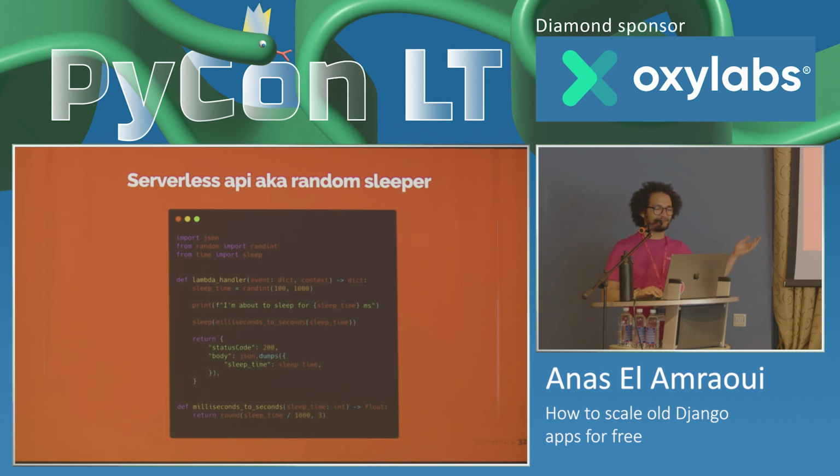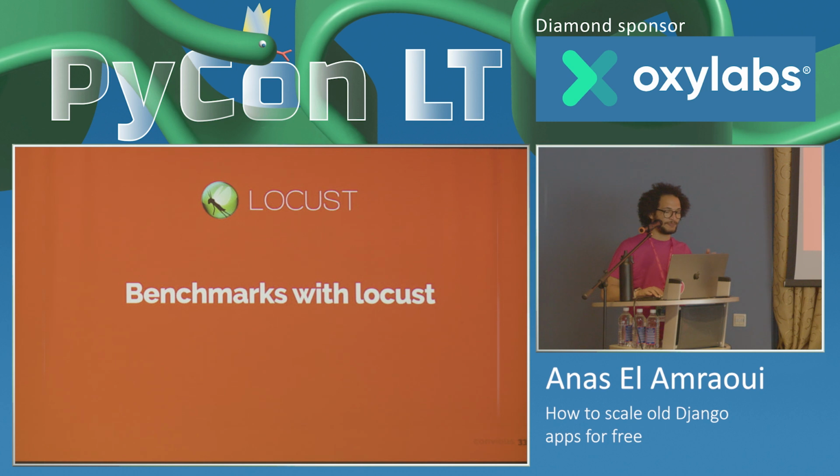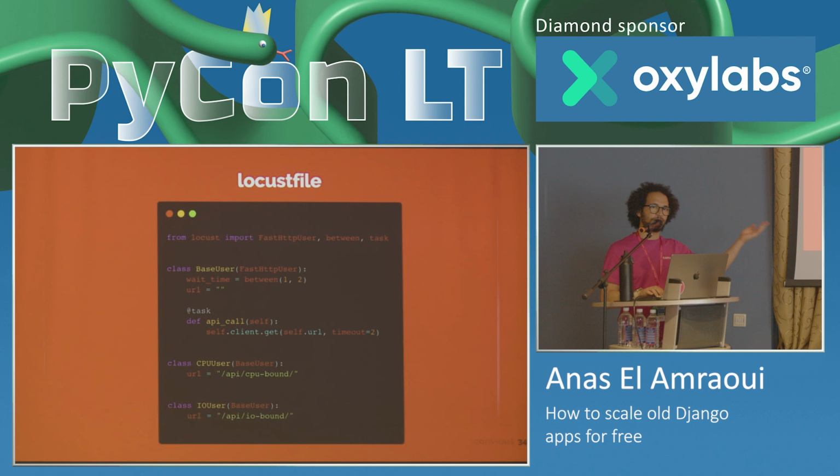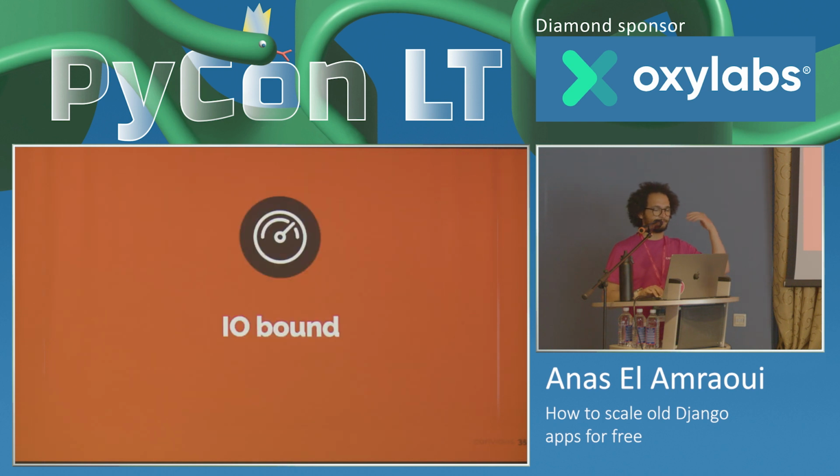Serverless API, also known as random sleeper. It has this handler, so it's also quite easy. You just sleep and return how much you slept. We made some benchmarks using Locust, which is actually built on top of gevent to make things more concurrent. So you see, the circle is closing, a bit of things start to make sense. This is the Locust file. You just sleep between 1 and 2 seconds and call an API that can be CPU bound or IO bound.